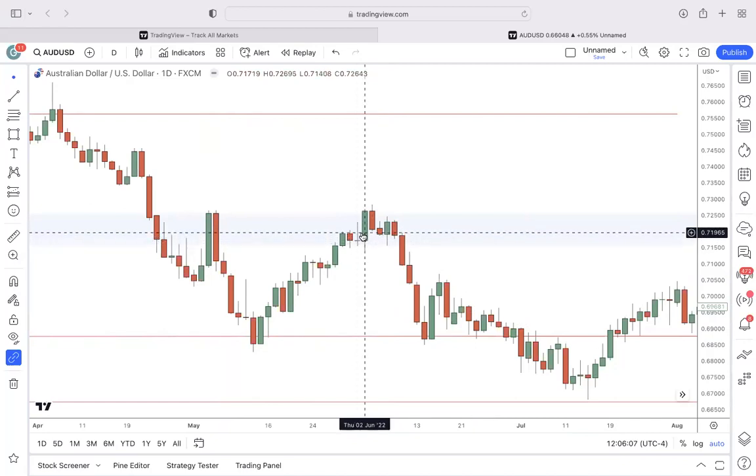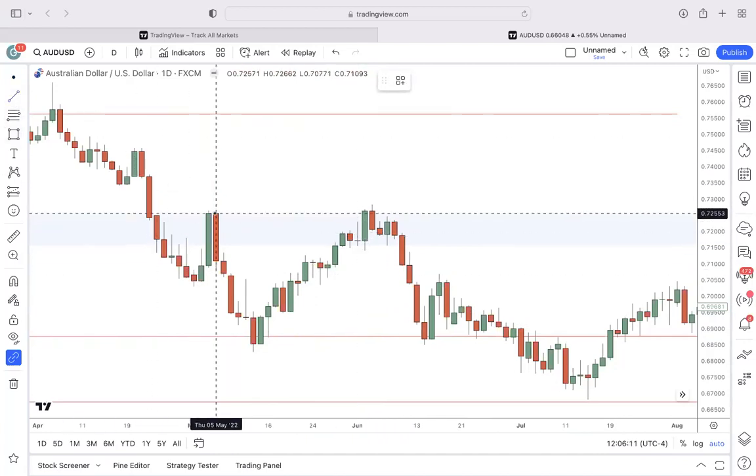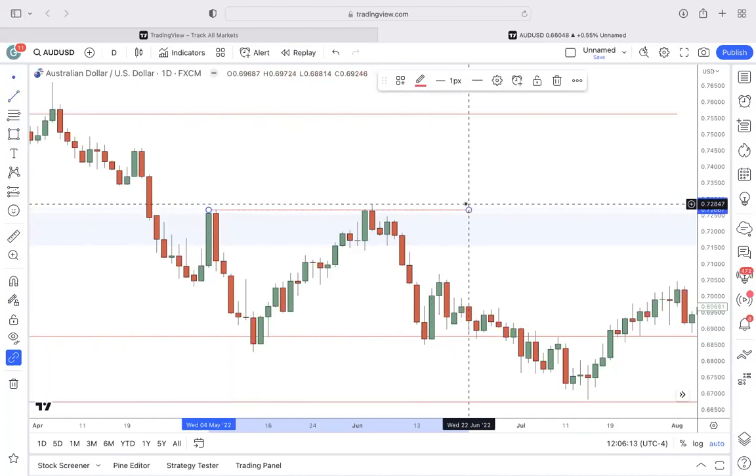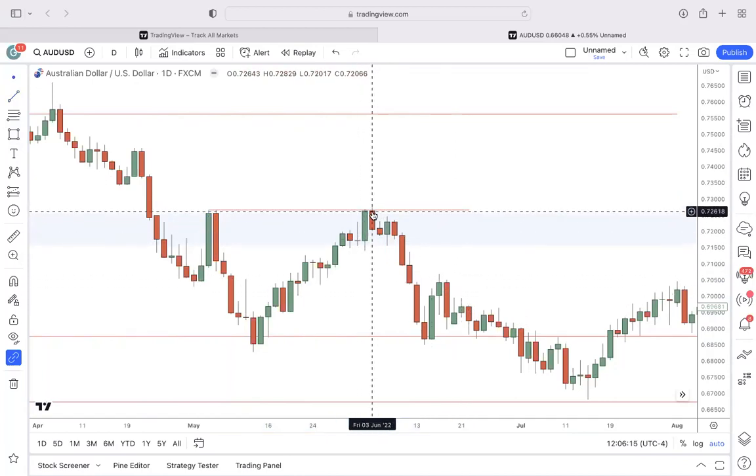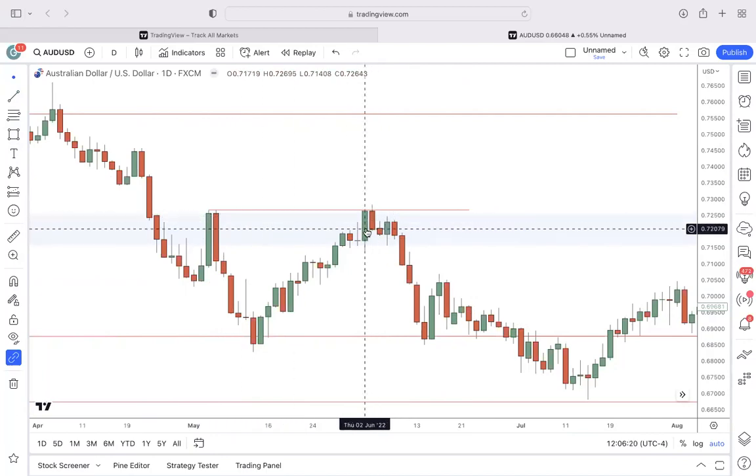in the form of a turtle soup. Okay. Where's that turtle soup? Right here. So smart money reversal is going to be at turtle soup. It's going to be at a higher time frame.